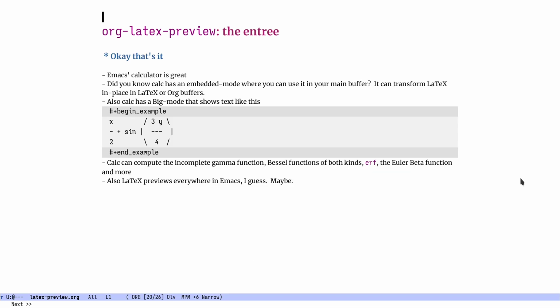Okay, that's all I've got for you. To those of us who live in Emacs, having LaTeX rendering everywhere is super handy. And perhaps you like it too.